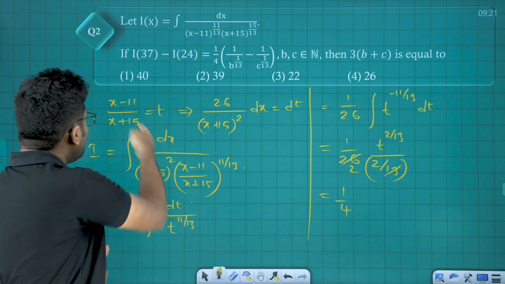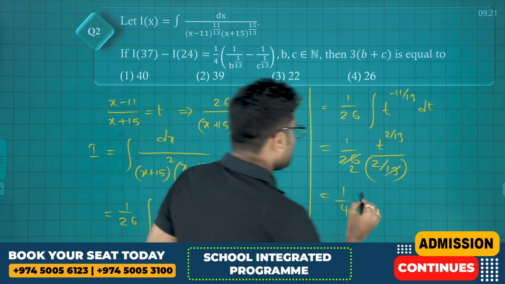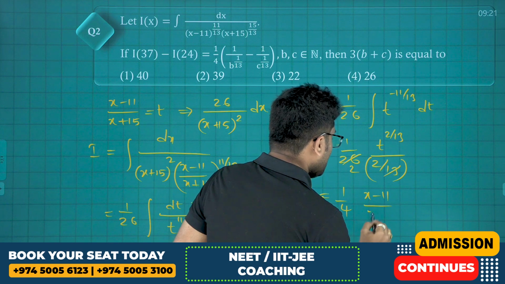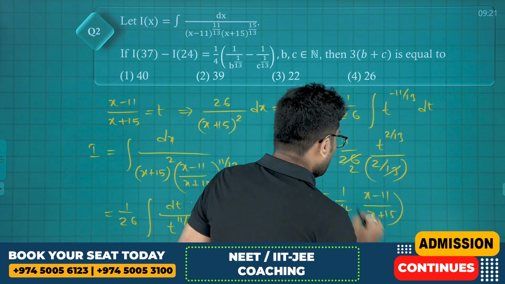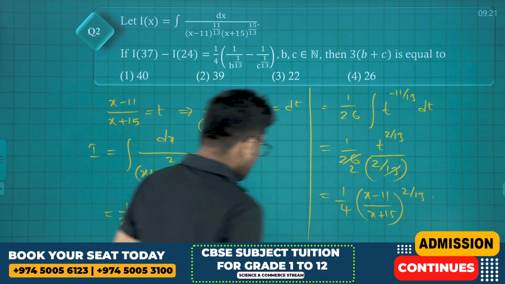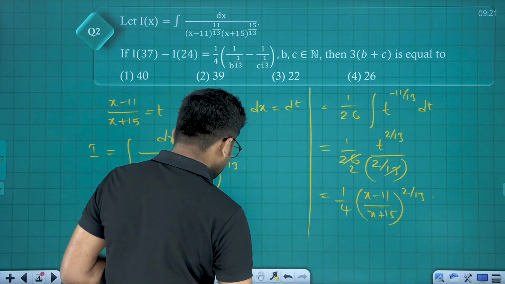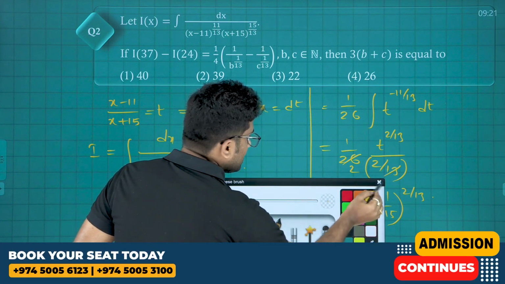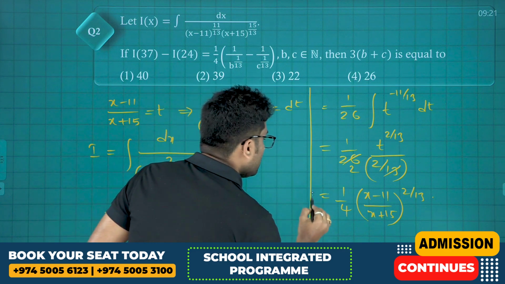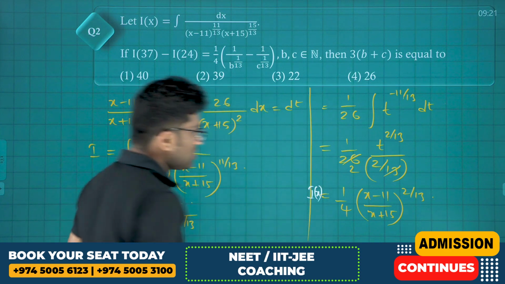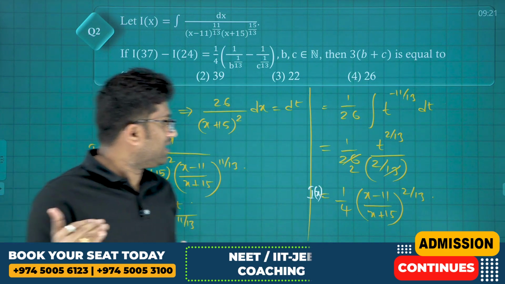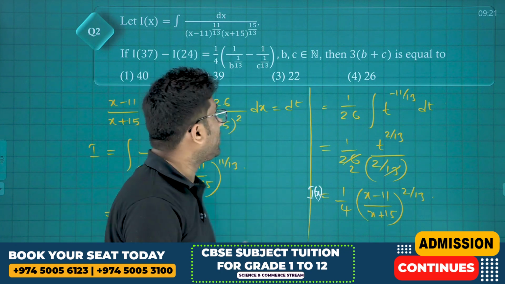But what is t? t is x minus 11 by x plus 15, whole power 2 by 13. Now what is this, friends? This is our I of x. So I of x is equal to 1 by 4 of (x minus 11 divided by x plus 15) whole power 2 by 13.